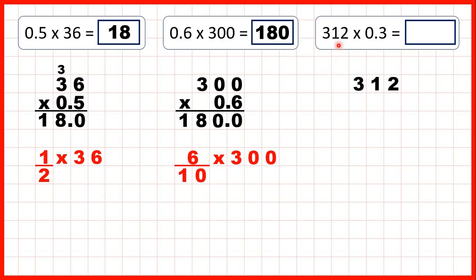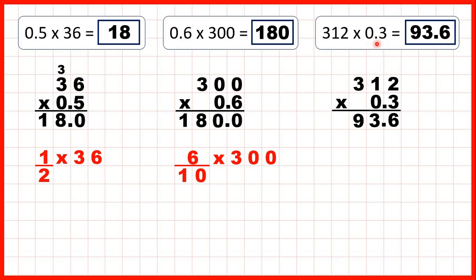Now 312 times 0.3. We need the decimal point copied down. 2 times 3 is 6, 1 times 3 is 3, and 3 times 3 is 9. So our answer is 93.6.